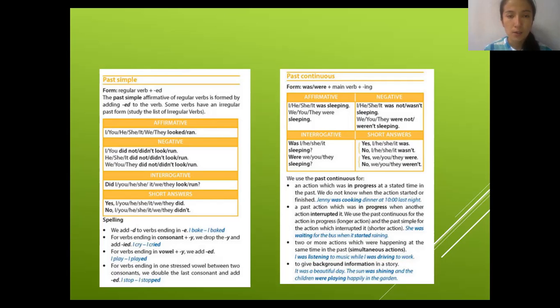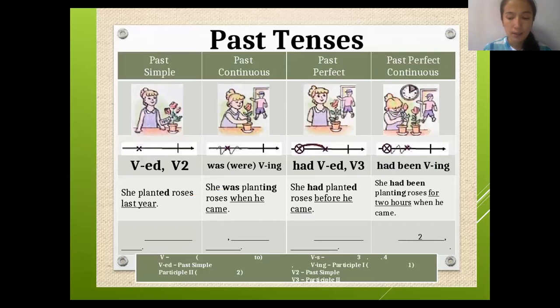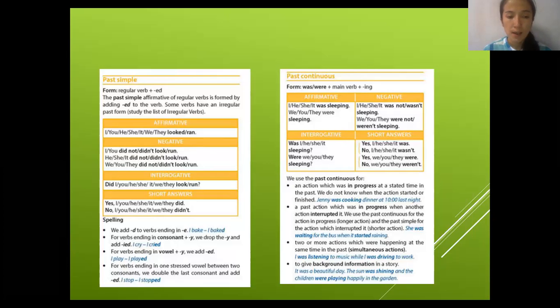Affirmative, I ran. Negative, I didn't run. Interrogative, did I run? Short answers, yes, I did. Spelling: we add d to verbs ending in e. I bake, I baked. For verbs ending in consonant plus y, we drop the y and add ied. I cry, I cried.